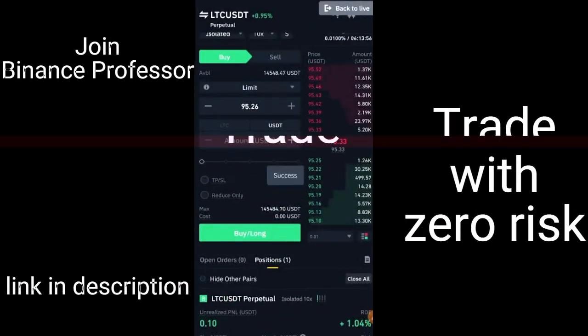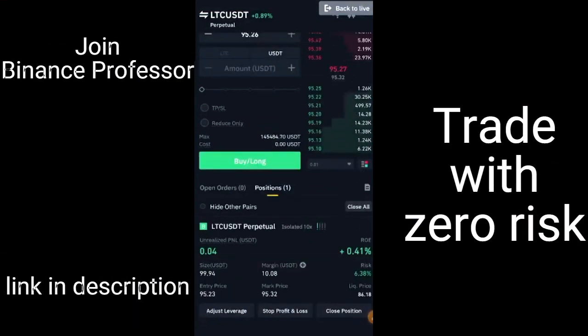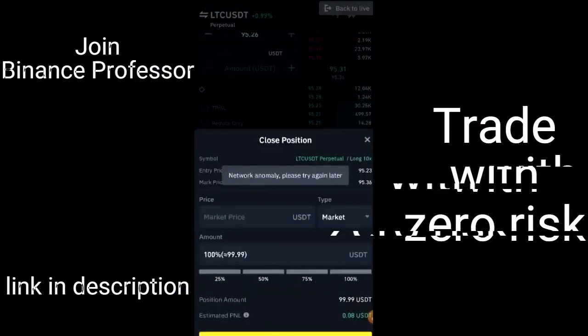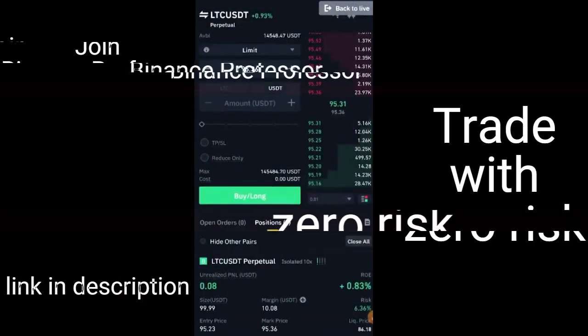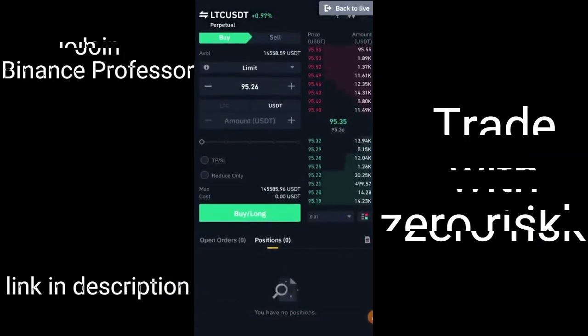In conclusion, Binance's isolated margin mode is a great feature for traders who want to trade futures contracts without the fear of liquidation. By allocating a portion of your margin balance to a specific trade, you can limit your risk and trade with confidence. We hope this video has been helpful.